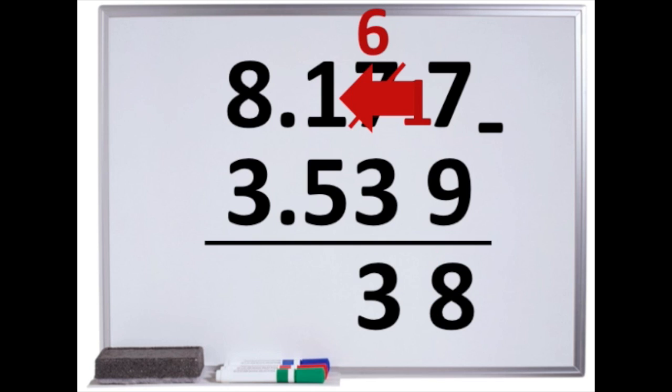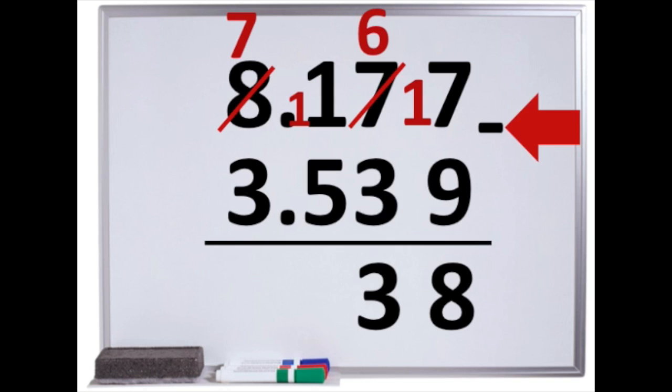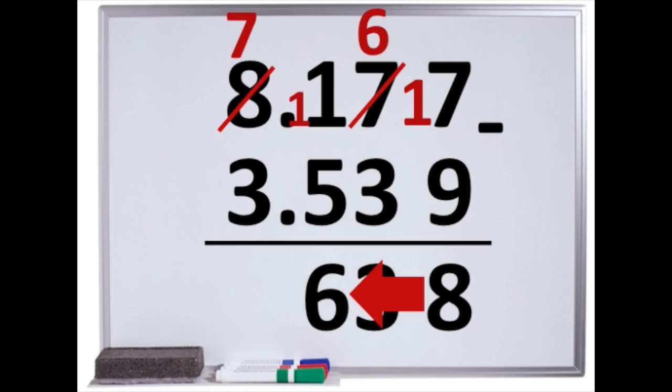Then I move over to my next column, 1 take away 5. I can't take away 5 from 1, so I have to, what do I have to do? I have to borrow from my units column. So I have to take 1 from this 8. What number am I going to have left? That's right, 7. And then this 1 turns into 11. So 11 take away 5 equals 6. Easy.